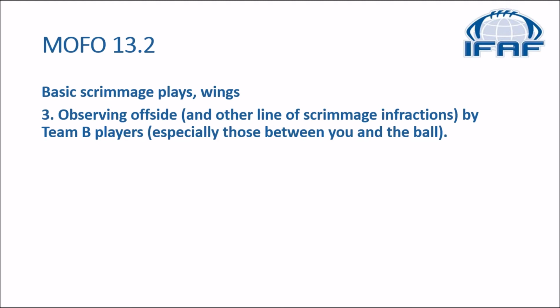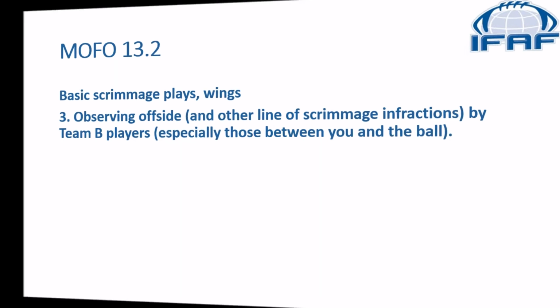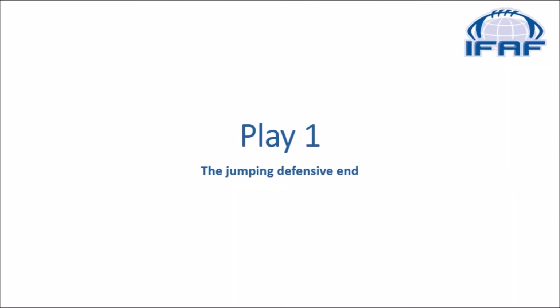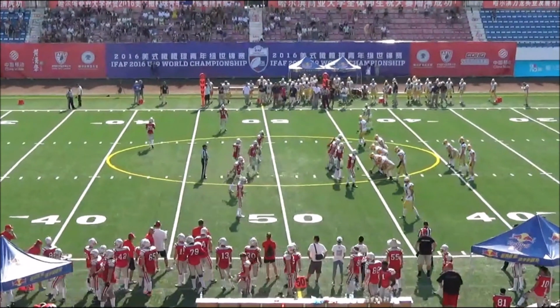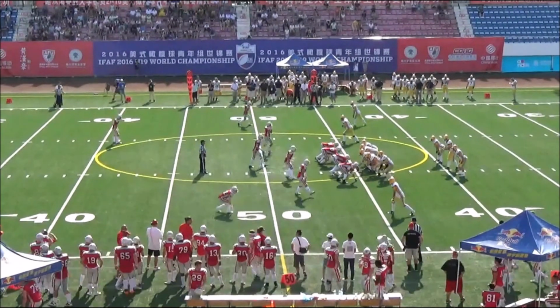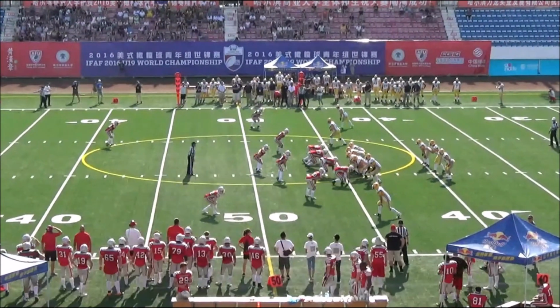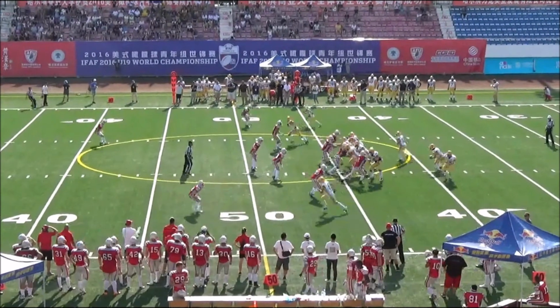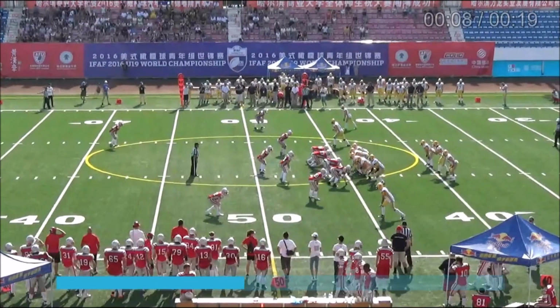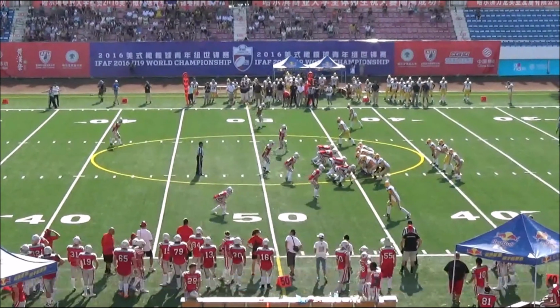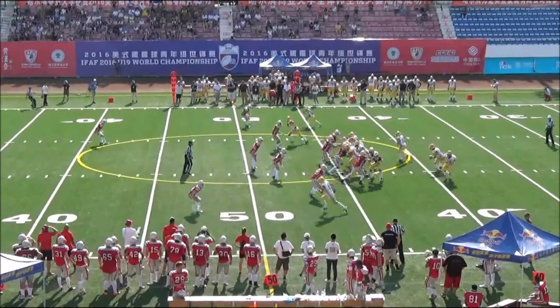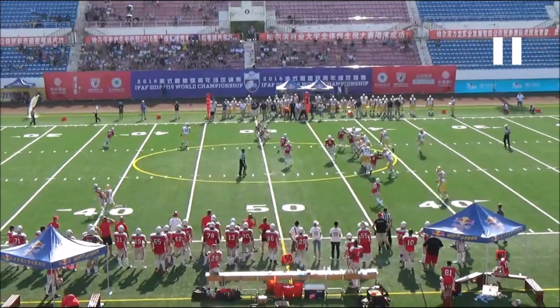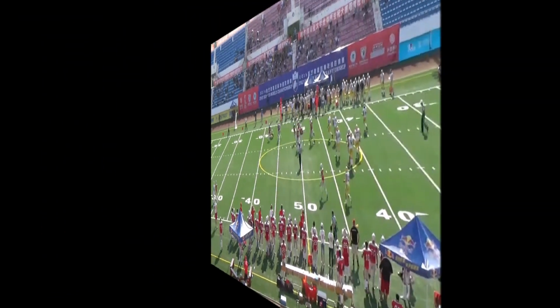Now let's have a look at some game film. In this training tape, we're looking at the regular, normal, run-of-the-mill defensive offside. So looking at this defensive end here, he jumps into the neutral zone and the ball is snapped. That is exactly the type of offside that we have to call, and correctly called by this line judge at the bottom of the field.